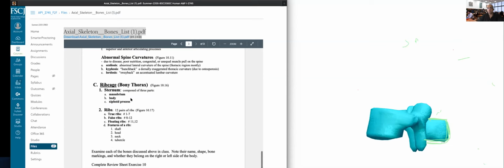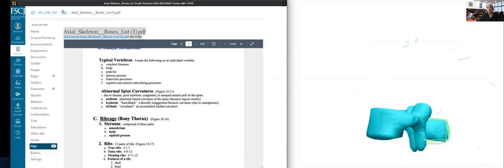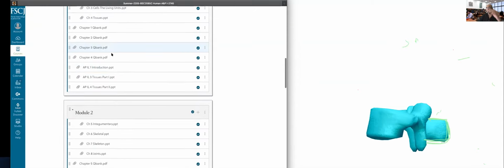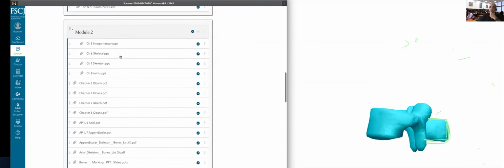All right. So again, where can you find this list of bones and bone landmarks? You can find it under module two, axial skeleton bones list. We're going to be completing the appendicular skeleton next class. So it's very important to get done with the axial today, because we're going to be adding a lot more information next class when we discuss the appendicular skeleton.